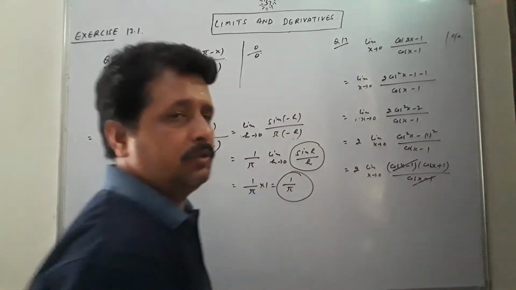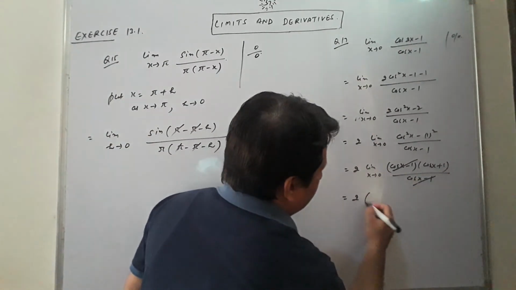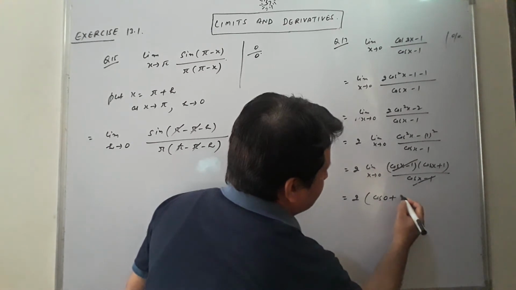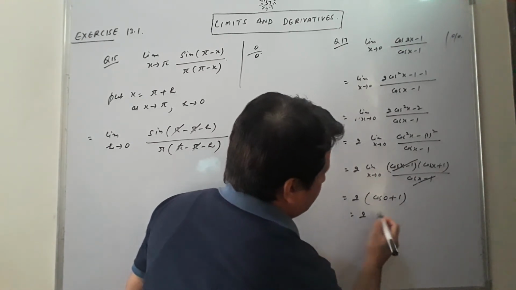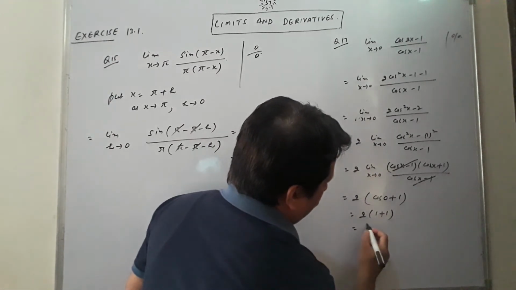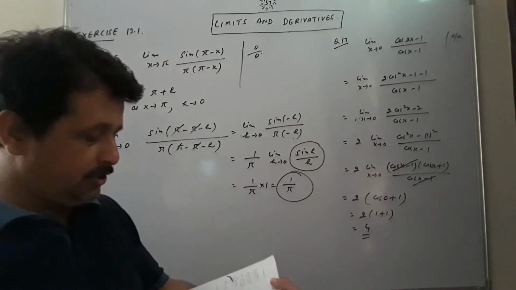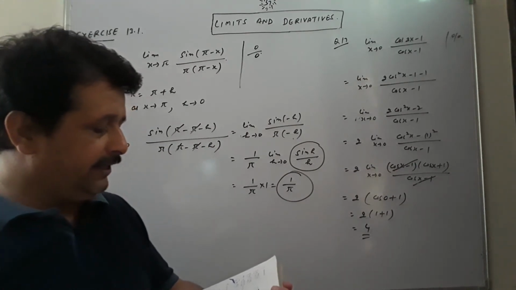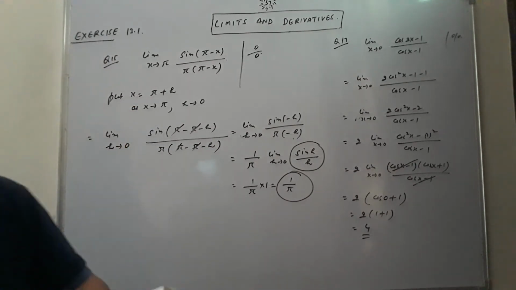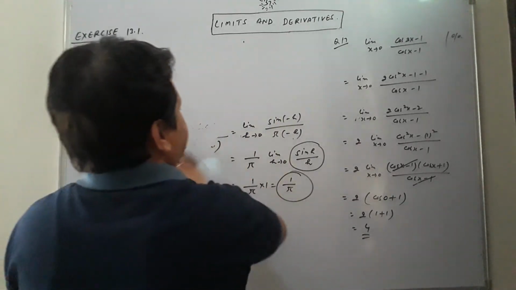It will cancel out, students. From here, when we put the limit, that is cos of 0 plus 1. You know, students, cos of 0 is 1, so 1 plus 1, and your answer will come as equal to 4. 4 is the answer of this question. That is your question number 17. In the same way, let us come to question number 18.